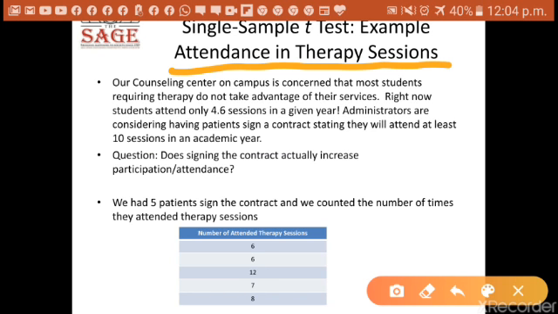So the question over here is, does signing the contract actually increase participation or attendance? It's a very simple example given to you, and we'll go further on it. There are 5 patients who sign the contract, and we count the number of times they attend the therapy sessions. The numbers of sessions they attend are 6, 6, 12, 7 and 8, which you can see on the slide.